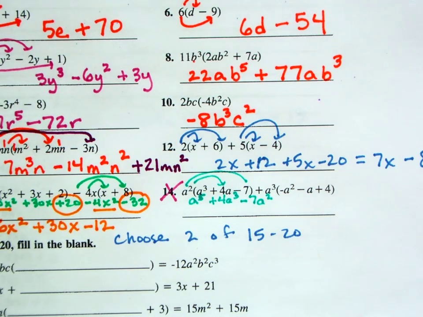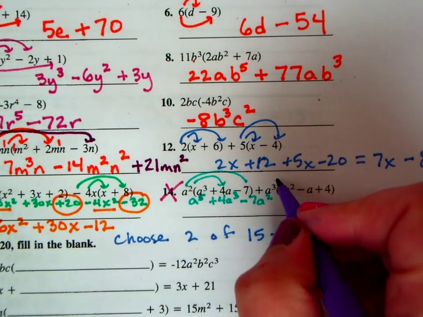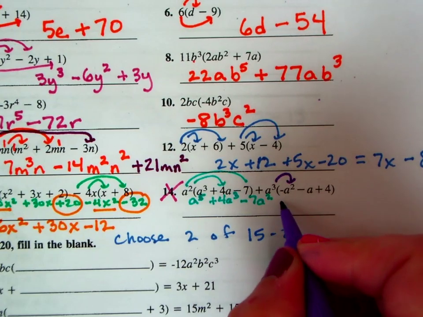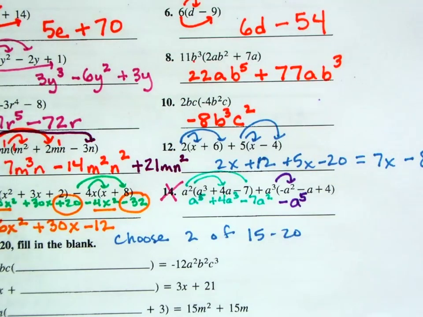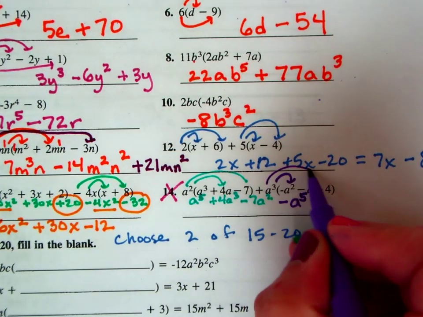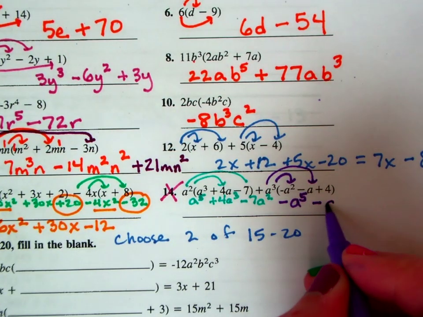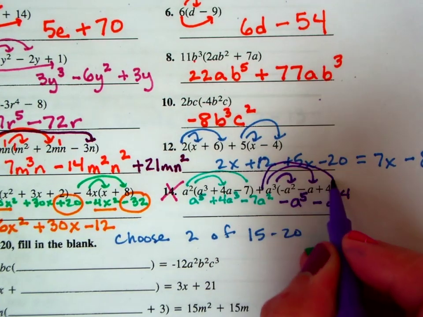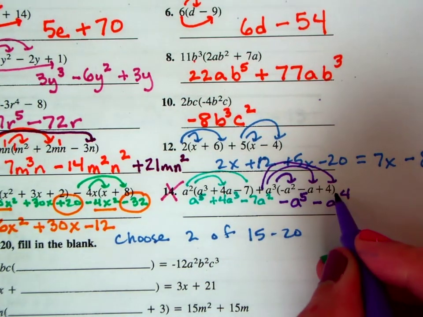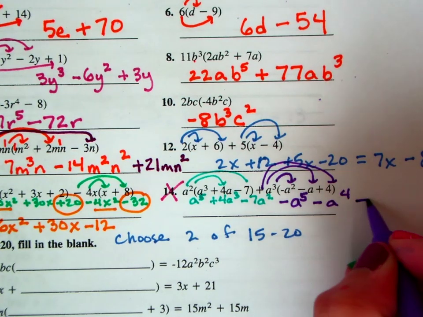Then the other piece, so the a cubed times the negative a squared is minus a to the fifth, which means those two things are going to cancel. And then the a cubed times the negative a is minus a to the fourth. And the very last one, a cubed times that positive 4 is plus 4a cubed.